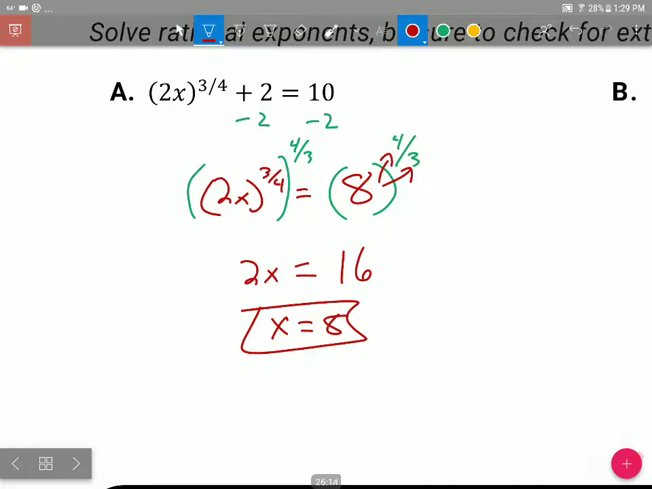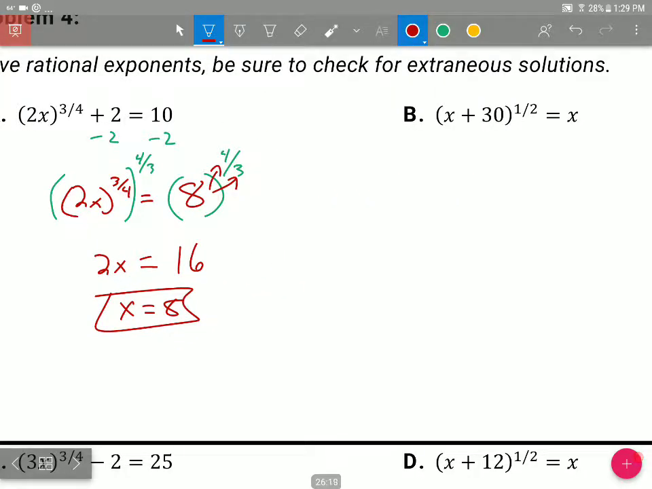Oh, wow. I know, it's amazing, isn't it? All right, letter B. Same idea. This is raised to the 1/2, so we're going to get rid of that 1/2. We're going to raise it to the 2. You can write 2 over 1 if you want, but 2 over 1 is just straight 2. So, x plus 30 equals x squared. Oh, there's the dreaded x squared there. That's a 30, not a 3. So move those guys over. 0 equals x squared minus x minus 30.